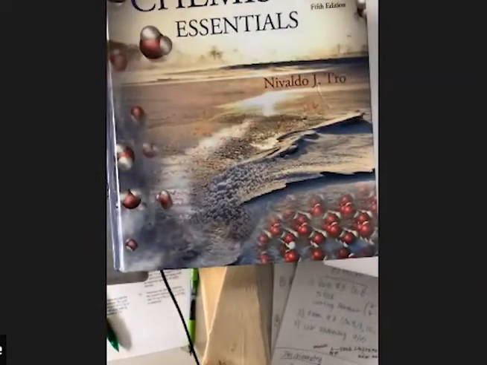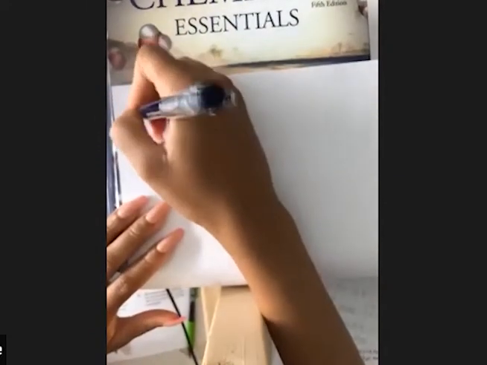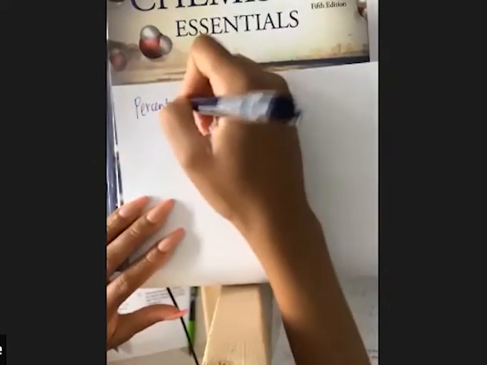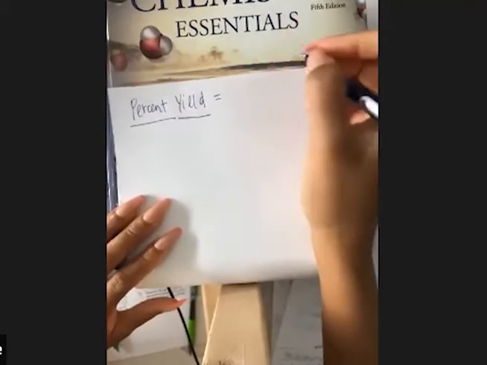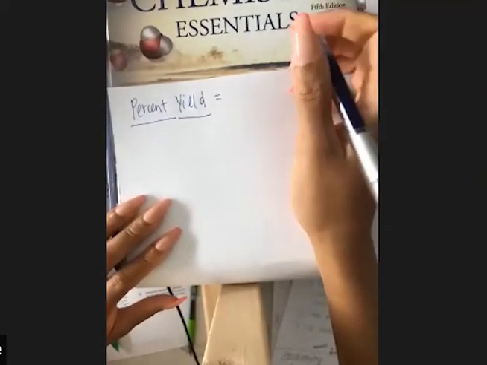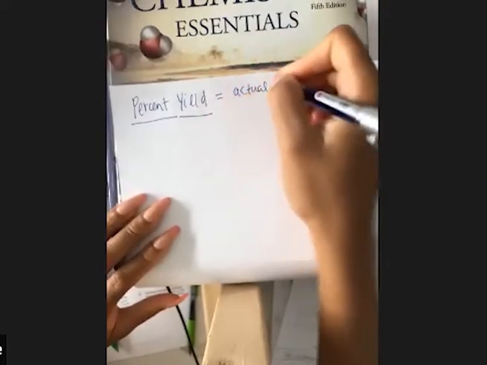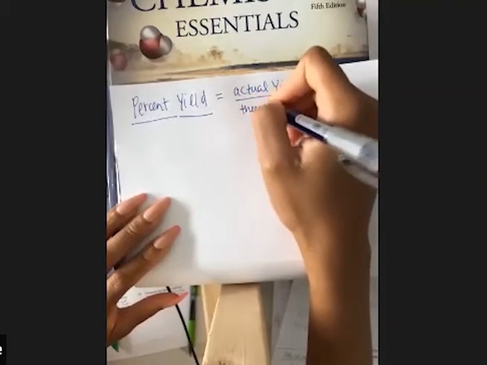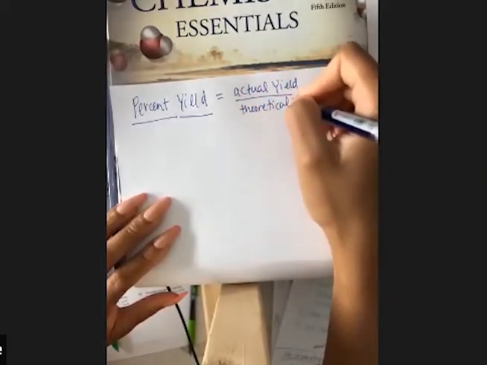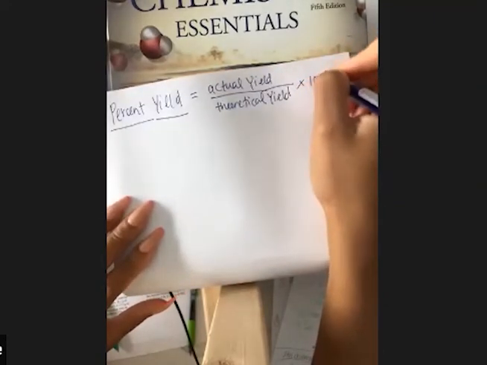Percent yield was the other part of the video that I showed you guys. And percent yield is a calculation you can make that simply says, what is your percentage? It's like, what's your score on the reaction that you ran? And all it's saying is that you take your actual yield and you divide it by your theoretical yield. And then you multiply it times 100%.